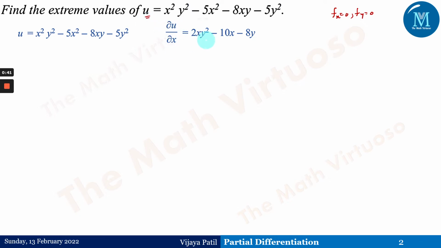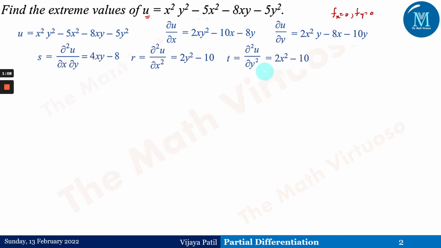So dou u upon dou x is this. Similarly, dou u upon dou y is coming out to be, so we just have to differentiate u with respect to x, which is 2xy square minus 10x minus 8y. Dou u upon dou y is 2x square y minus 8x minus 8y. It's just simple partial differentiation of u with respect to x and y respectively.